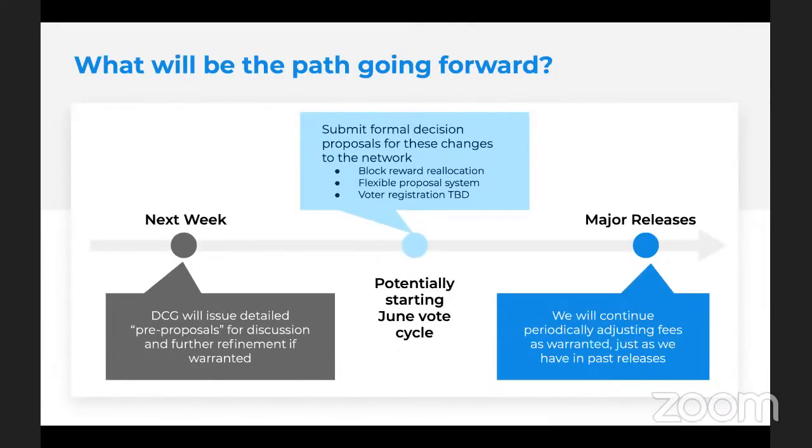We will be issuing detailed pre-proposals next week for the community to discuss, and we'll gauge the level of support from those discussions. If the level of support is quite high, we may move forward with formal decision proposals on the network, on the block reward reallocation and the flexible proposal system, potentially in this cycle. If there doesn't seem to be a great deal of broad-based support after having the opportunity to answer Q&A and debate this amongst the community, and further refinement is required, we may go back to the drawing board on some of these things. So I think it really depends on how well received these proposals are.